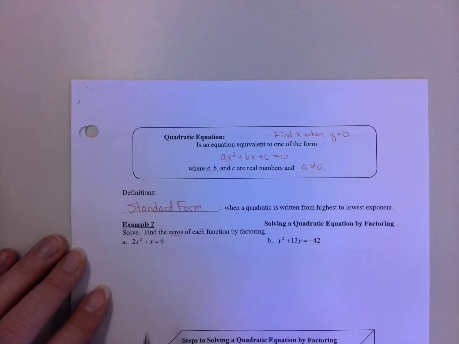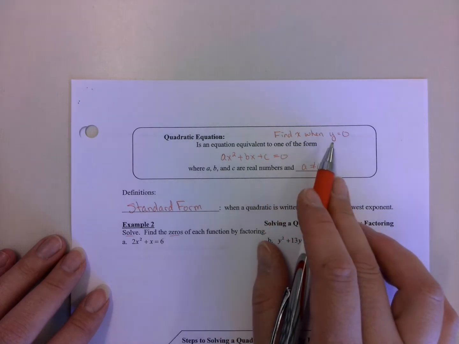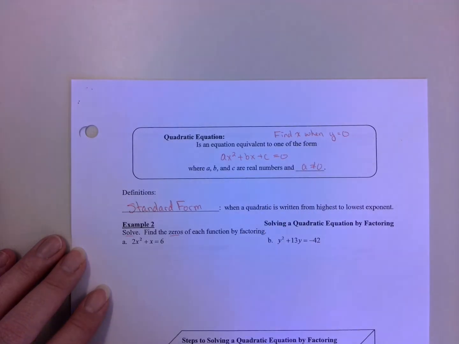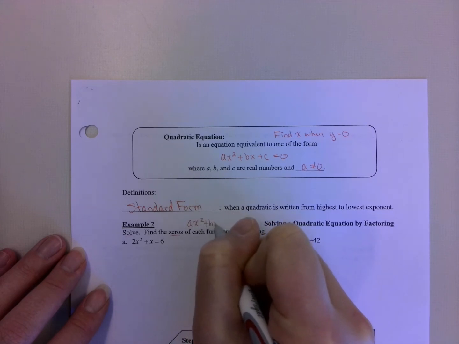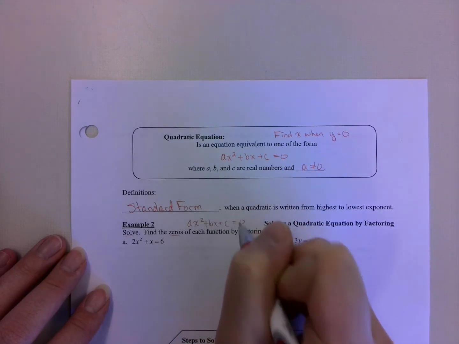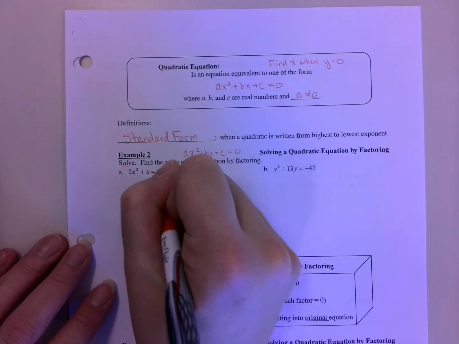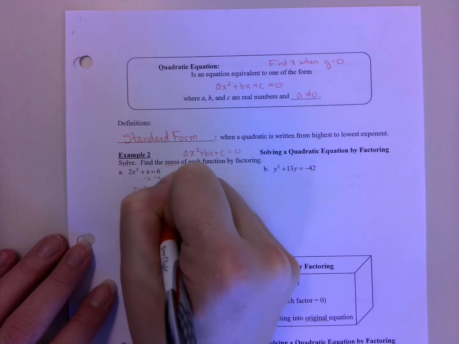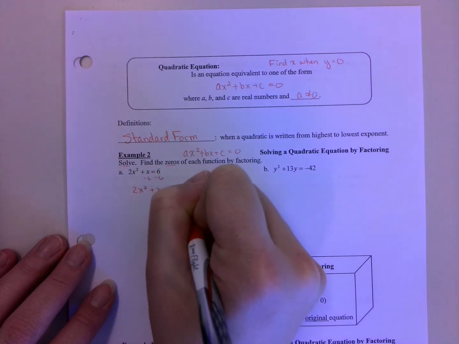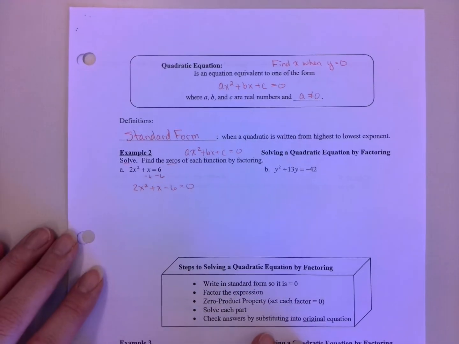Okay, so we want to find the zeros of each function by factoring. So again, we want to find x when y is 0. So set this equal to 0. That's your first step. Make it look like this: ax squared plus bx plus c equals 0. So in this one, I'm going to move the 6 over, and I'm going to keep it in order. So 2x squared plus x minus 6 equals 0. Okay, now that's what I have, and then it's your choice here.